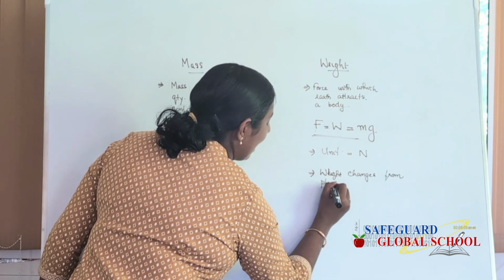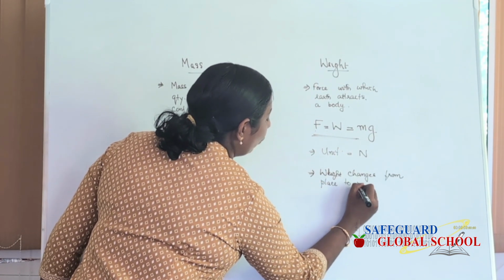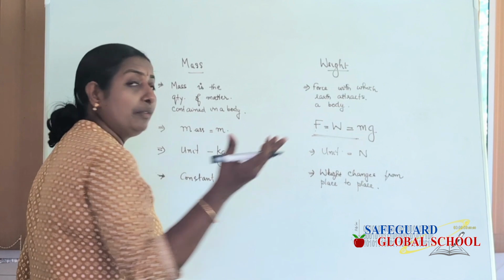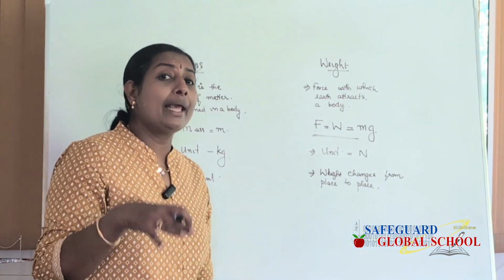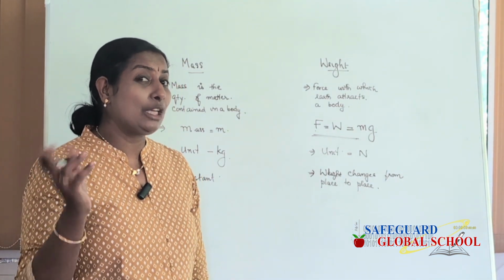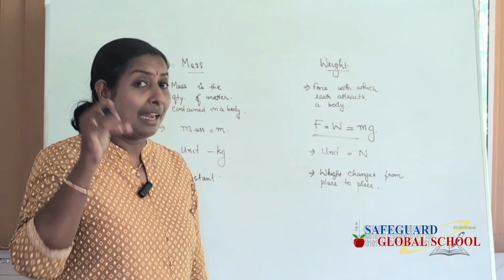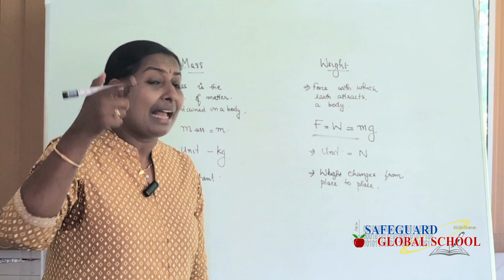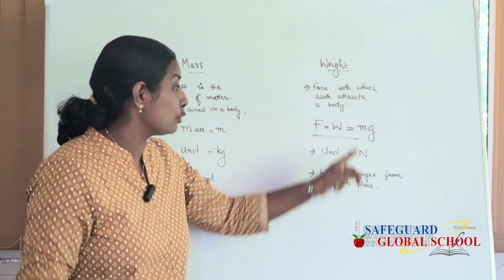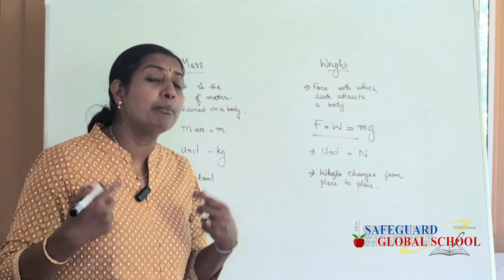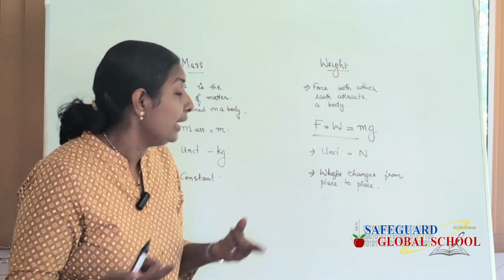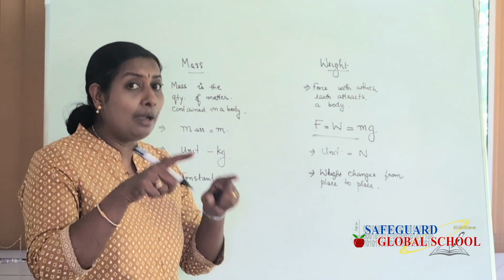So let me just ask you, compare the weight of a body at the pole and the equator. We know that at the equator, g is less, and at the pole, acceleration due to gravity is more. So where will the weight of a body be more? The weight of a body will be more at the poles.